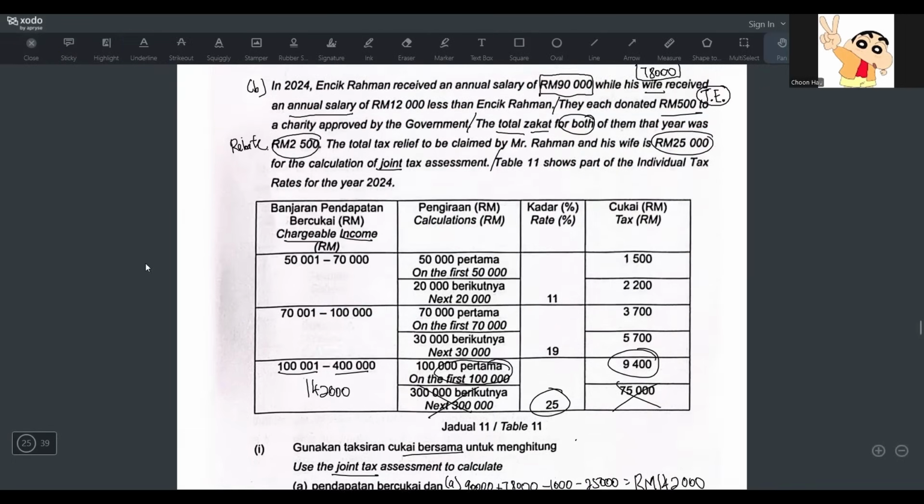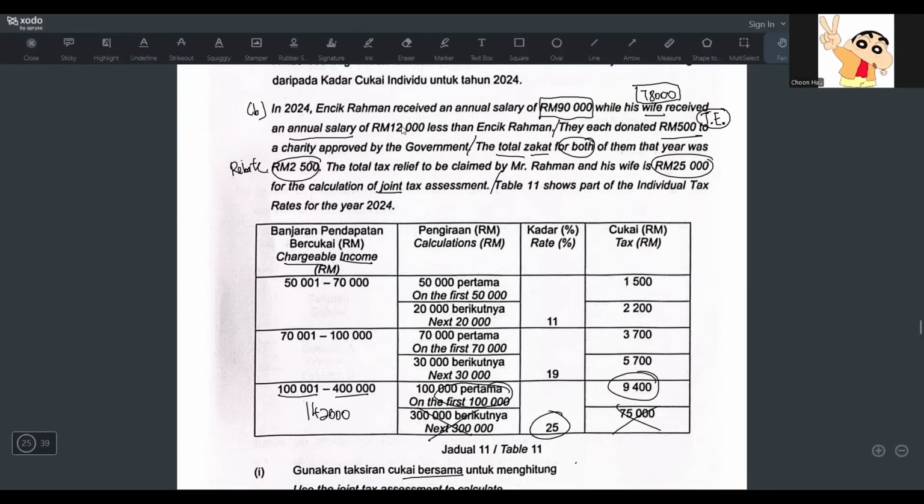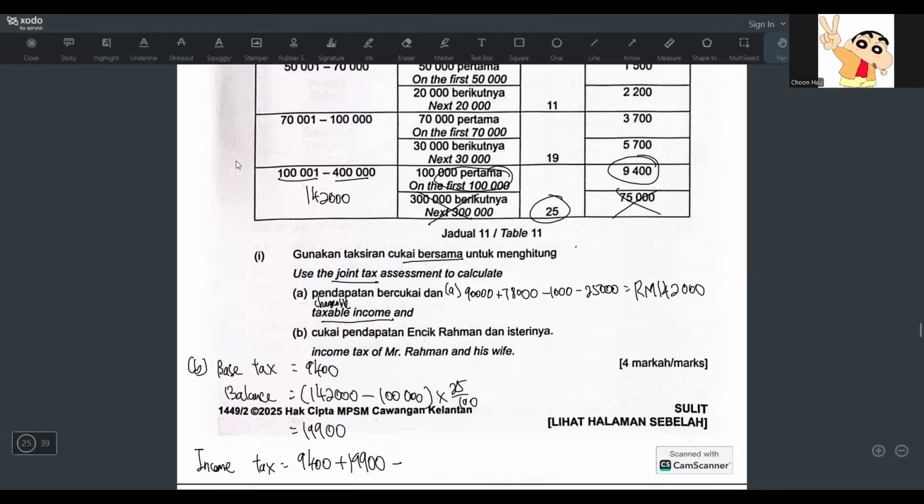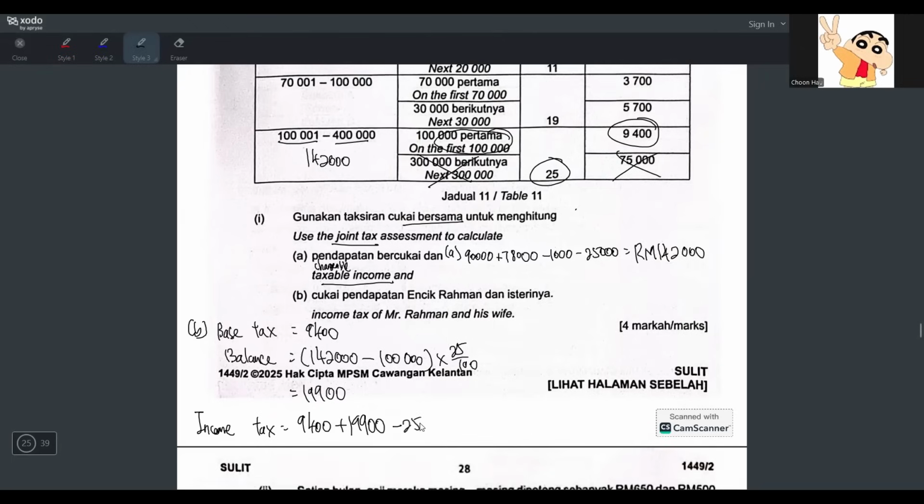And actually there is zakat, because you remember just now when I read the question, they mentioned zakat, and it's already the total for both, which is 2,500. So I don't have to combine it myself, they already combined the husband and wife's total zakat for me. So this is already the total for both. So now we can just press all this, then we'll get our answer.